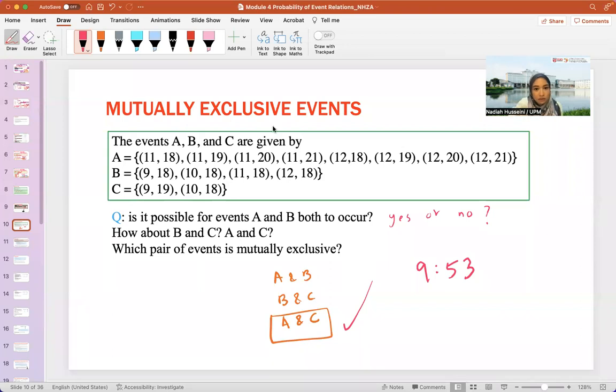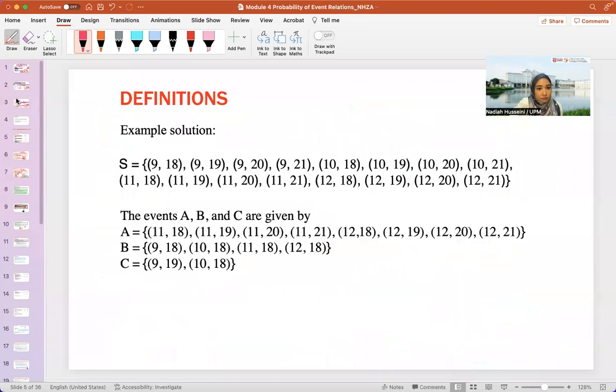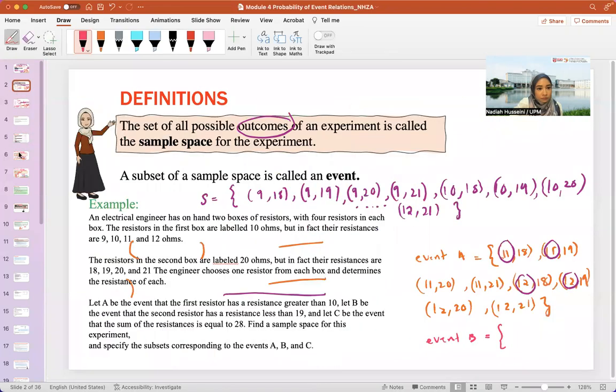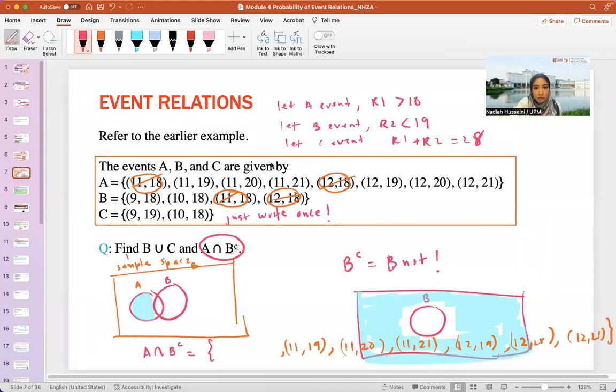What's the example just now? Event B and event B union C. Okay. Event B union C. What was the question? Find B union C. Event relation.